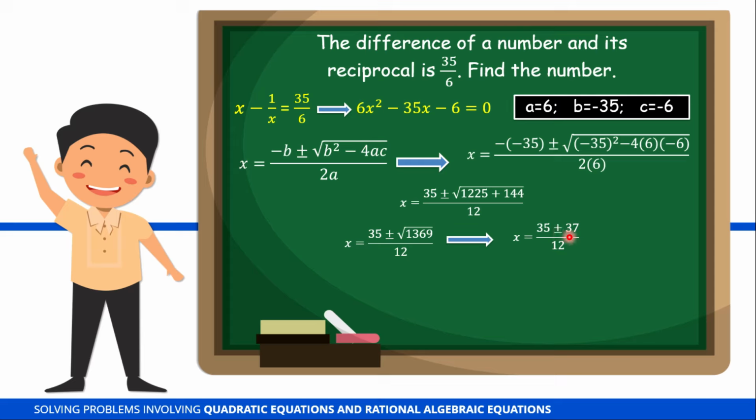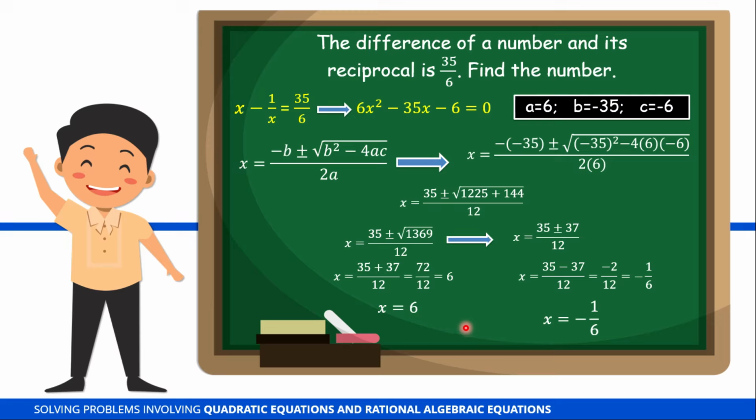Kunin muna natin yung positive 37 to solve for the first value of x. So x is equal to 35 plus 37 all over 12. 35 plus 37, that is 72, divided by 12, answer is 6. So the first value of x is 6. Now, let's proceed to negative 37. X is equal to 35 minus 37 all over 12. 35 minus 37, that's negative 2, divided by 12, that is equal to negative 1 over 6. So, x is equal to negative 1 over 6.